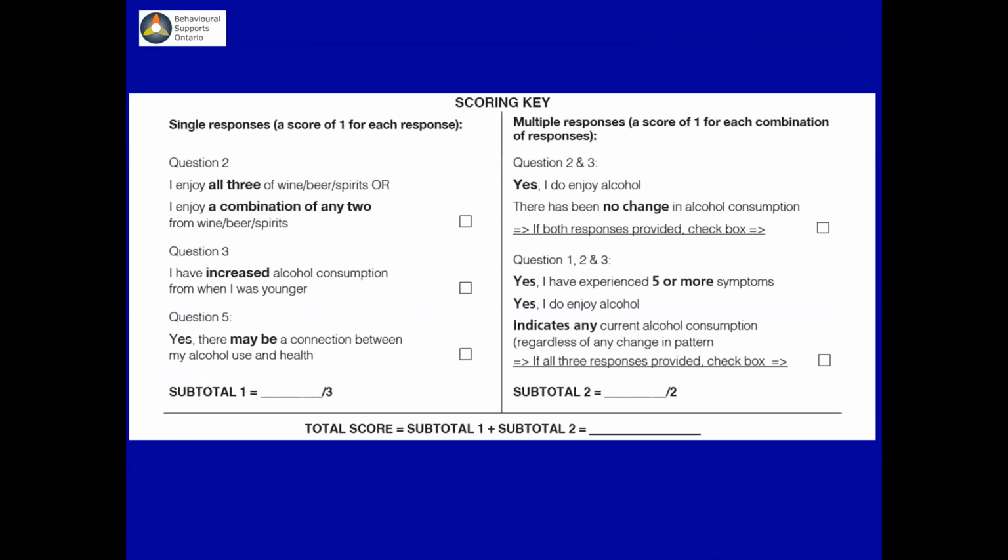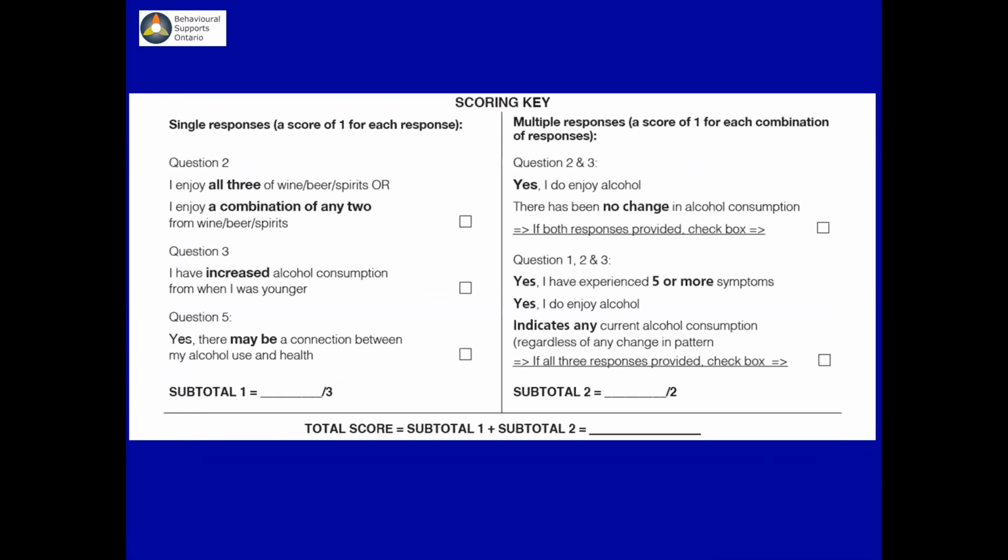Because the SAMI is a fairly friendly, soft approach, with open-ended questions for the most part, it's not easy to score, because it's not tick yes or no, and then you just count all the yeses and that's your score. Because it's a softer approach, I have to argue that the scoring is going to be a little bit more challenging. So there are some single responses that lead to a score of 1 and some multiple responses.